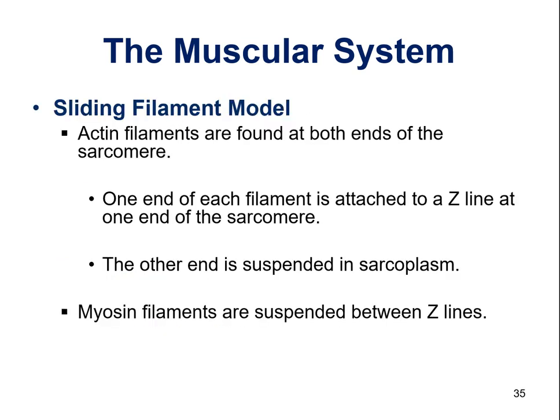Now, when you talk about the sarcomere and contraction, there's something called the sliding filament model of muscle contraction. Just to summarize, we're going to see a picture in a second. Actin filaments are found at both ends of the sarcomere. One end of each of these actin filaments is attached to something called a Z-line. The Z-lines are the ends of the sarcomere. The other end is suspended in the sarcoplasm, and there are myosin filaments suspended between these Z-lines. It'll make more sense when we see a picture.